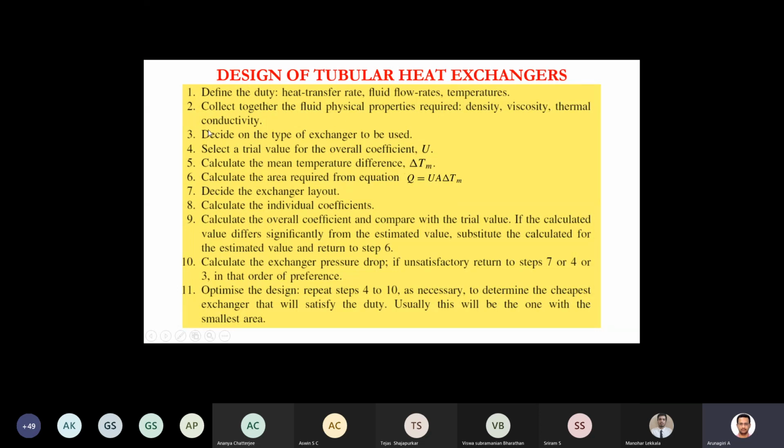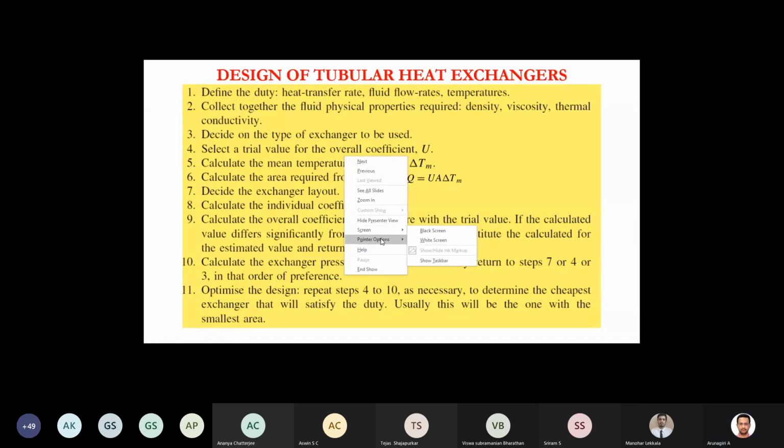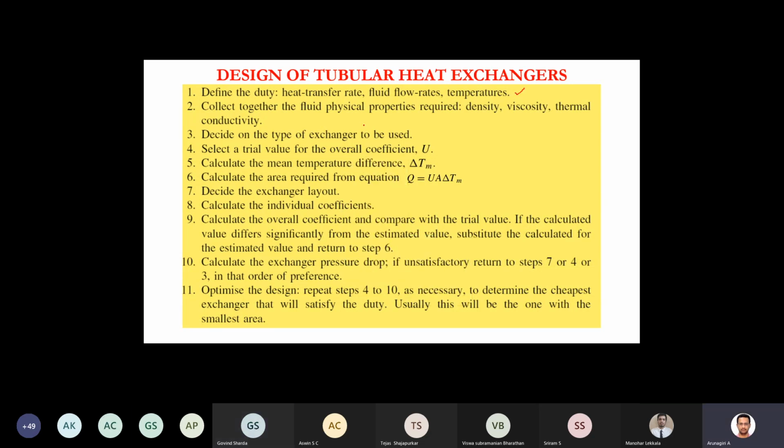These are all the different steps. Totally we have approximately 11 steps in the design of a heat exchanger. The very first step is that we have to define the heat transfer rate, fluid flow rates and temperatures. These are all the main important things. You have to define the value of Q and mass flow rate, or in terms of volumetric flow rate.